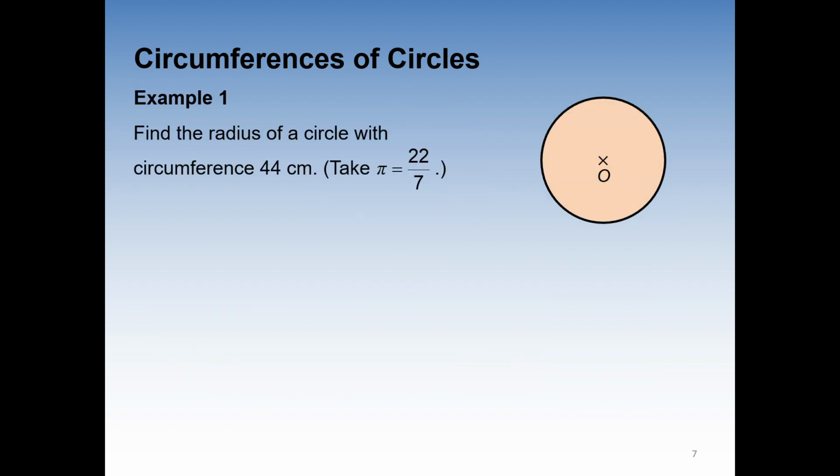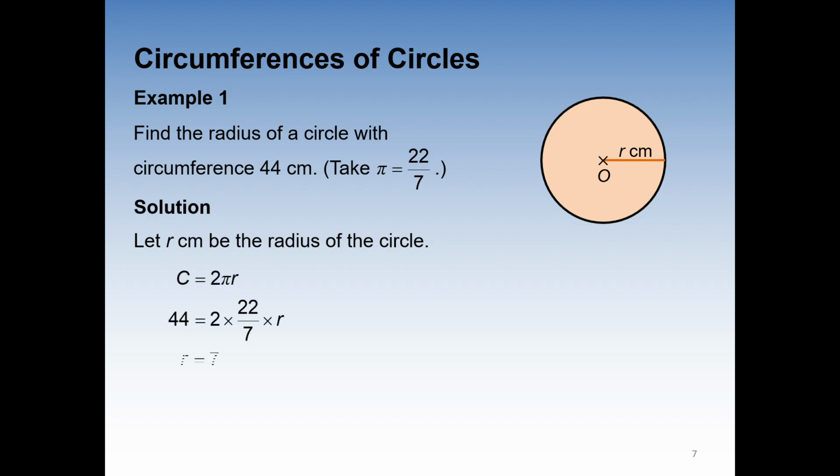Another example. Find the radius of the circle with the circumference 44 cm. So, in this case, we don't have the radius given, right? So, first of all, let r be our radius. And then we apply the formula. Circumference equals 2 pi r. So, in this case, 44 equals 2 times pi times r.